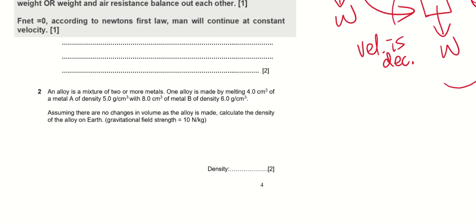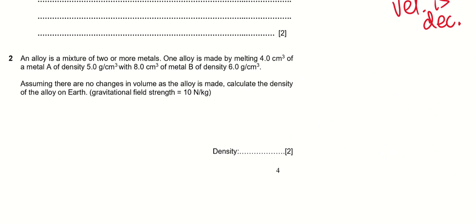Okay? So question 2, alloy is a mixture of 2 or more metals. One alloy is made by melting 4 cm³ of a metal A. So can I just put this as VA, of density 5 gram per cm³. So this is density A. I also need to check the cm³ and cm³ correspond. So later on there's no need to change anything. Then 8 cm³ of metal B. So this is my VB and this is density of B. Okay, assume there are no changes in volume as the alloy is made.